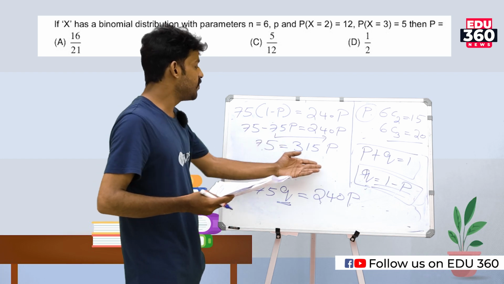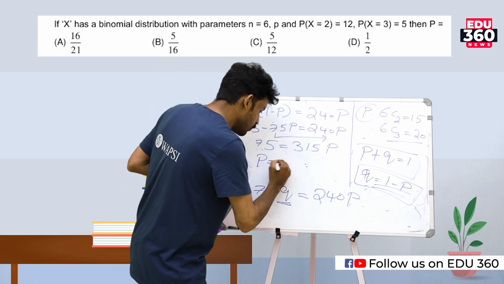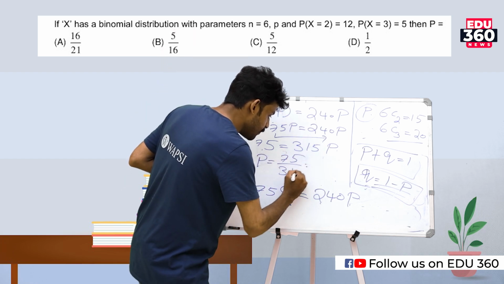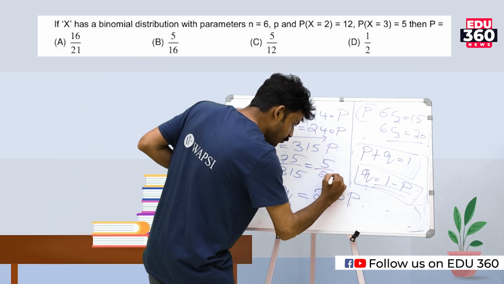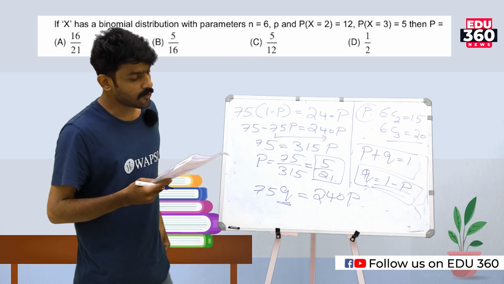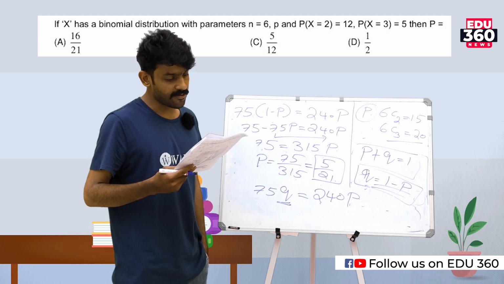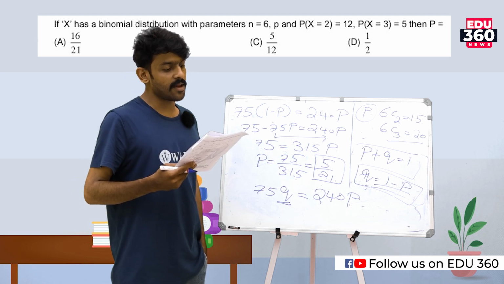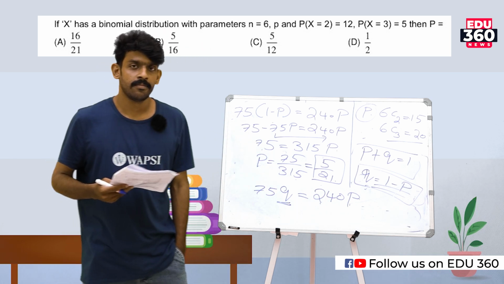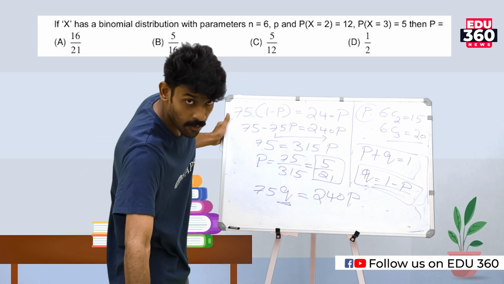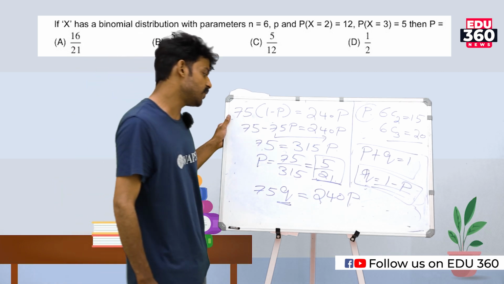In the next step, it's easy to find the value of p. How can we find the value of p? p is equal to 75 divided by 315. If you simplify this, we will get the answer 5 by 21 for the fourth question. So here the answer is 5 by 21. That means the given options are not matching, so it's an option error here. On solving this, we got the value of p is equal to 5 by 21.